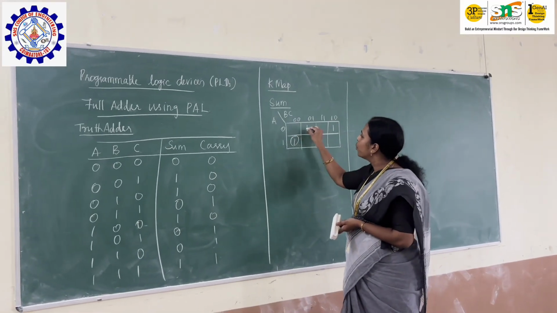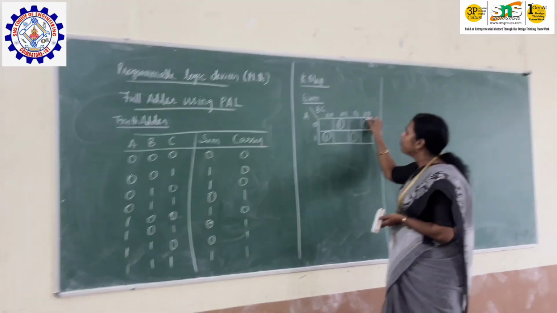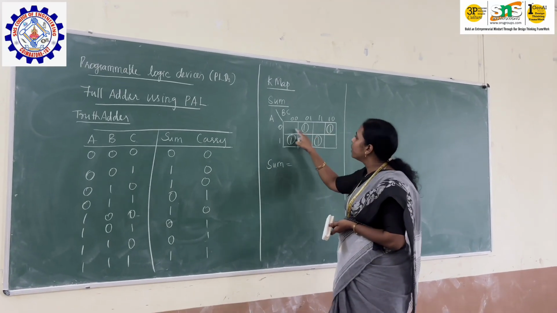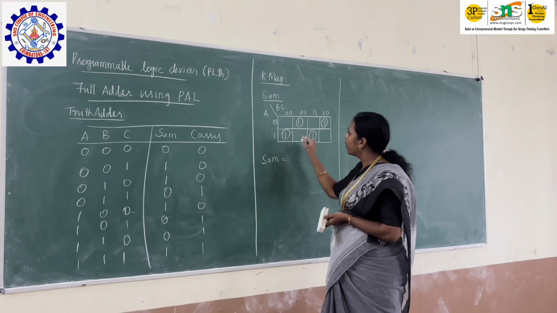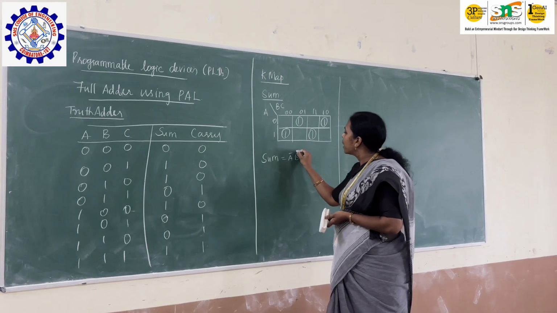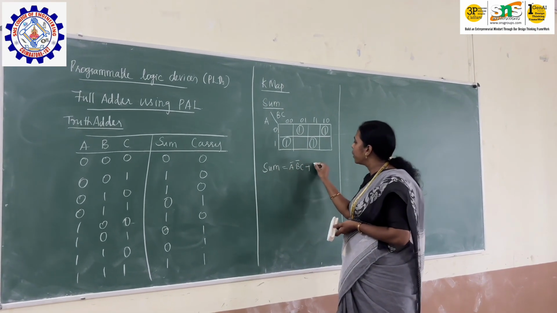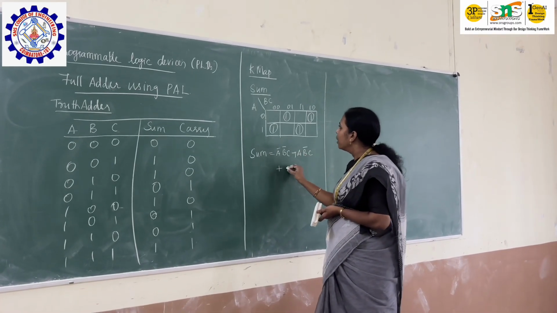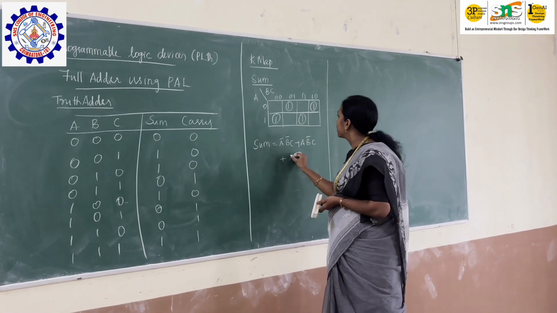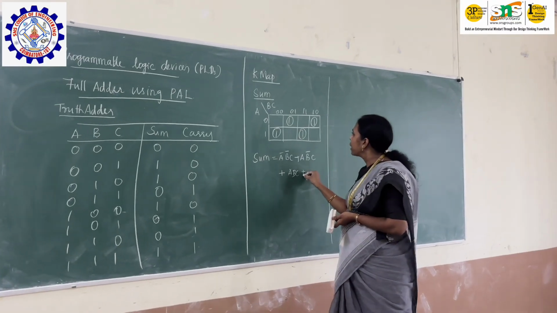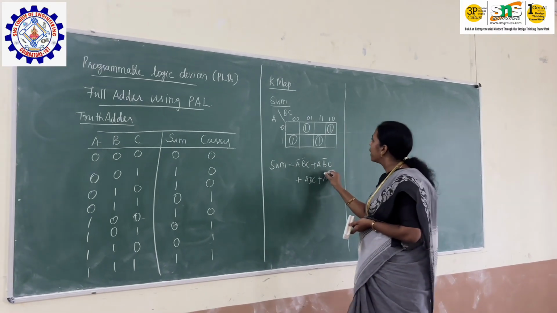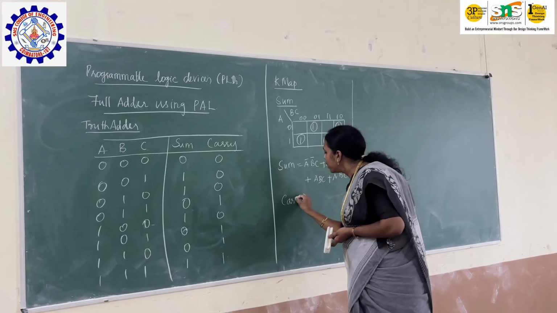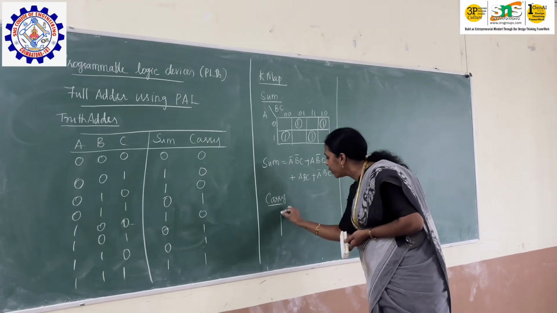Now we have to group the K-map and find the expression for sum, right? For this grouping, it is A dash, B dash, C. Plus for this grouping, it is A, B dash, C dash. All these are basics. And for this group, it is A, B, C. Plus for this group, it is A dash, B, C dash. This is the expression for sum, and similarly we have to find the expression for carry.